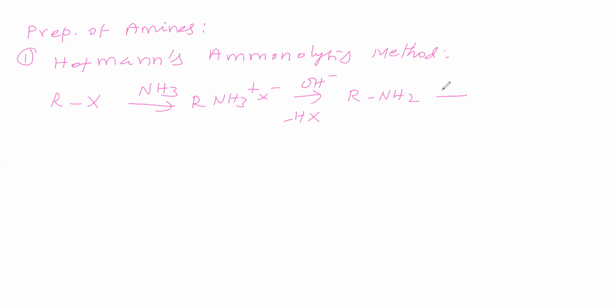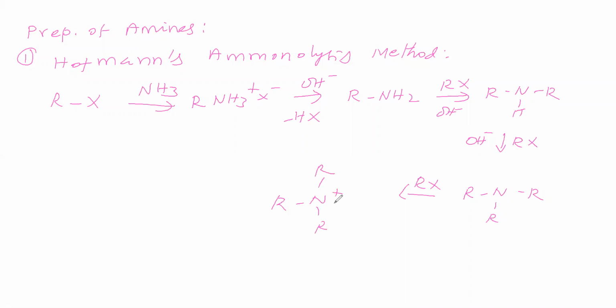RNH2 we are getting. To this we add RX and OH minus, and we get RNHR, the secondary amine. To this we again add RX and OH minus, we get tertiary amine. To this we add RX, and we get quaternary ammonium salt.